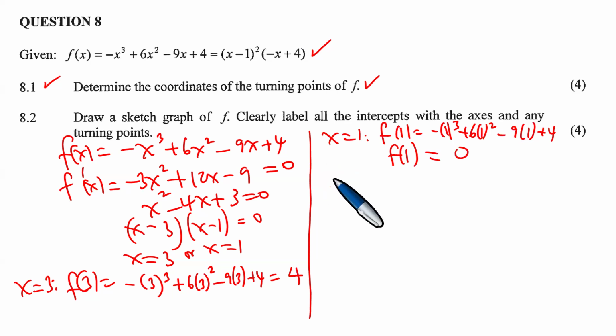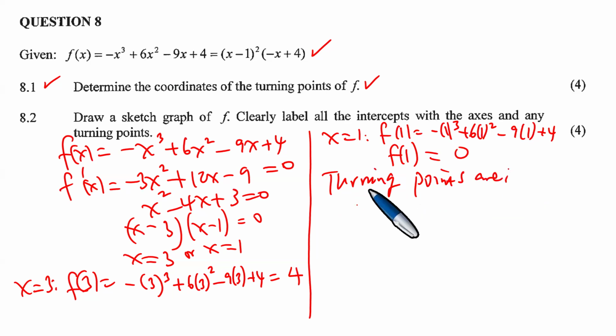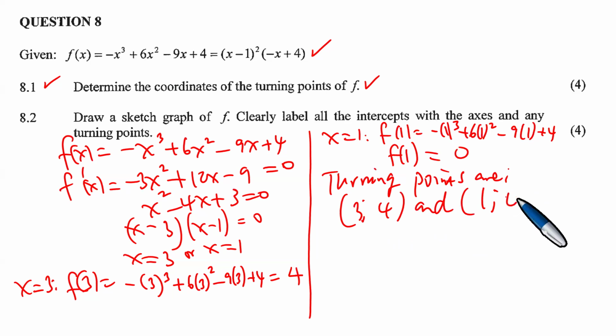Now, what are the turning points? Right, so there are certain points which are called turning points of the original function, and the turning points are as follows. Meaning that when x is 3, y is 4. And when x is 1, y is 0. We were to determine the coordinates of the turning points of f, and therefore we found the coordinates of the turning points of f.